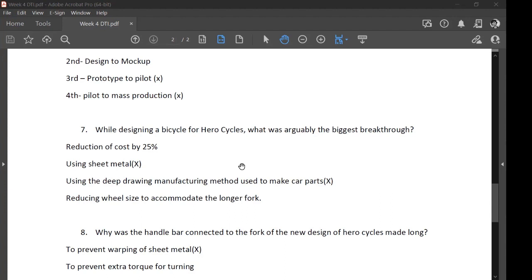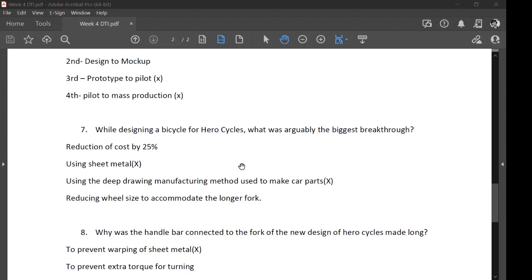Now, if you remember, originally the reduction of cost was much higher, but because of the deep drawing method, the cost actually came down a lot. But then there were some other components which increased the cost also. So that is why the net reduction was only 25%, but it was still a major reduction in the cost. But that was not the biggest breakthrough per se. The main thing was that they moved from using aluminium and other rods to using sheet metal. And that's the reason why they even reduced the cost in the first place.